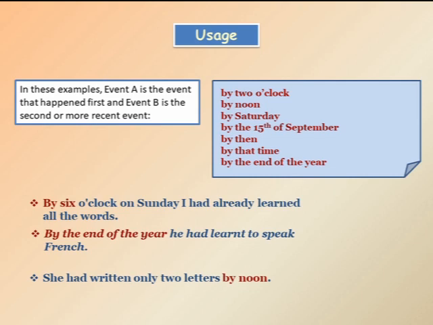The following time expressions are used in the past perfect tense form. For example, by 2 o'clock, by noon, by Saturday, by the 15th of September, by then, by that time, by the end of the year. For example, by 6 o'clock on Sunday, I had already learned all the words. By the end of the year, he had learned to speak French. She had written only 2 letters by noon.